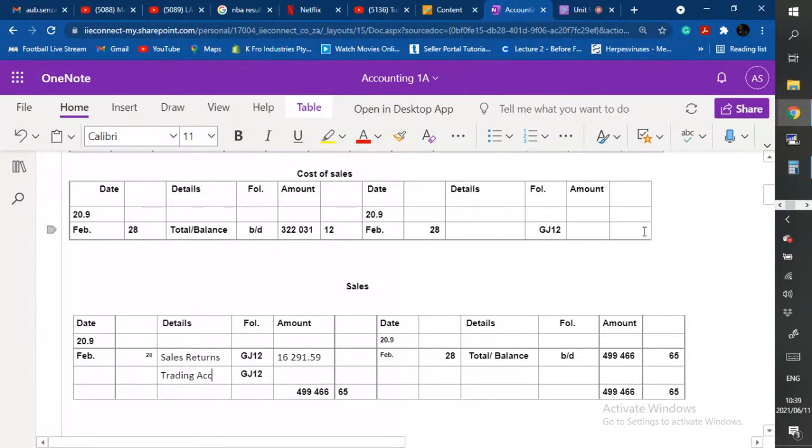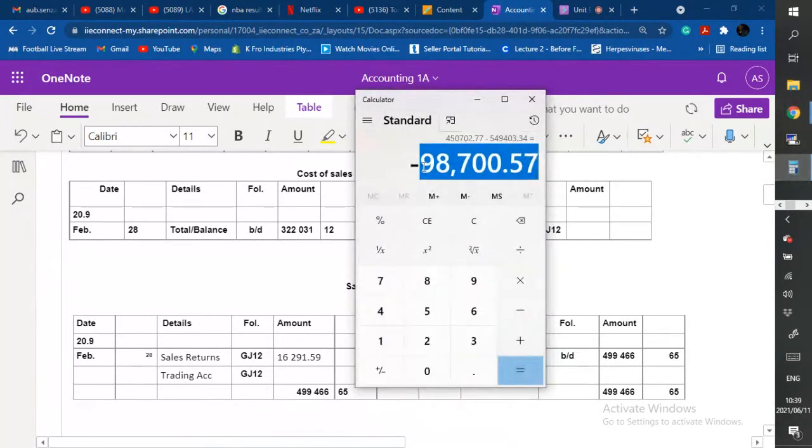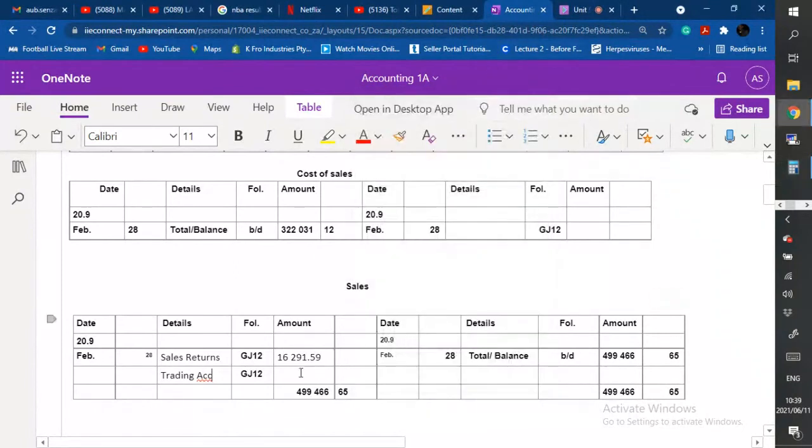Then we have to work out the difference between the two. So let's quickly get our calculator again. 499,466.65 minus 16,291.59. That's what we are posting to the trading account, or closing off the sales account by. Okay, so there we go.